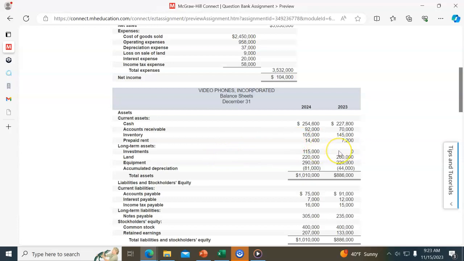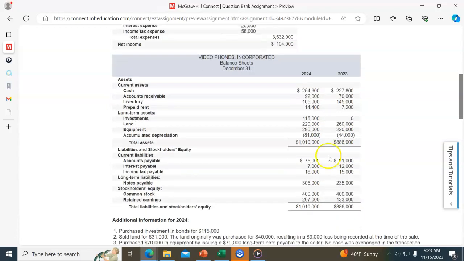The investment we're aware of. The land we know we handled. There is a decrease in accounts payable. What do we do? Subtract. There is a decrease in interest payable. There is an increase in income taxes payable. Add. Does that make sense, guys?